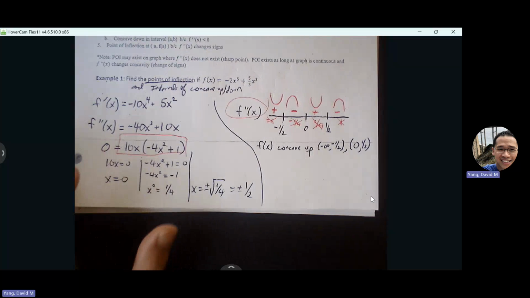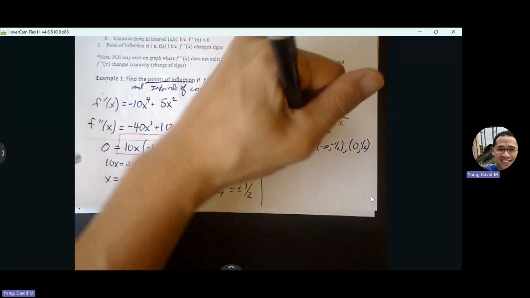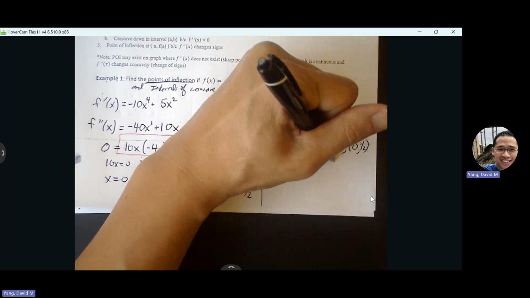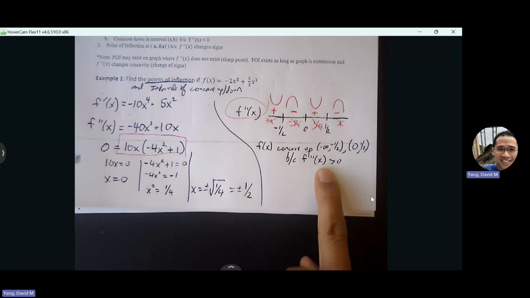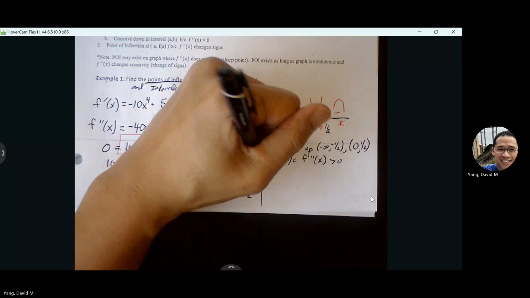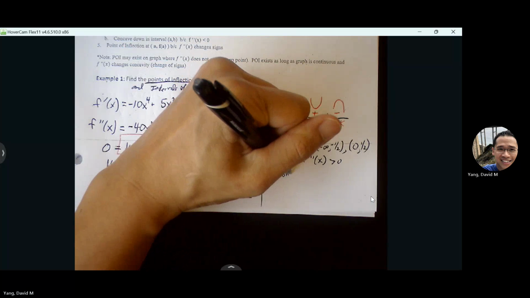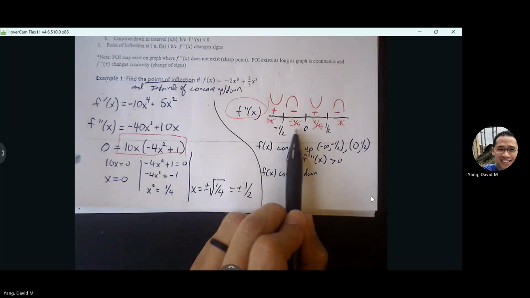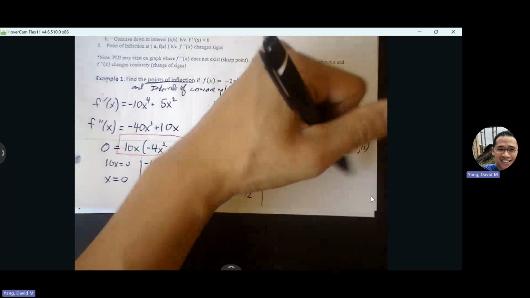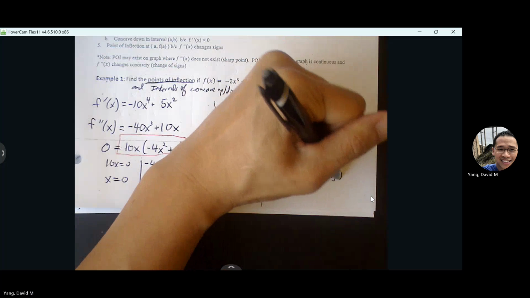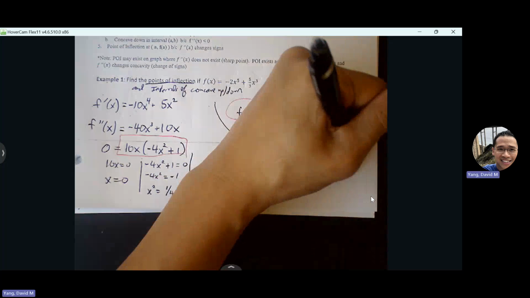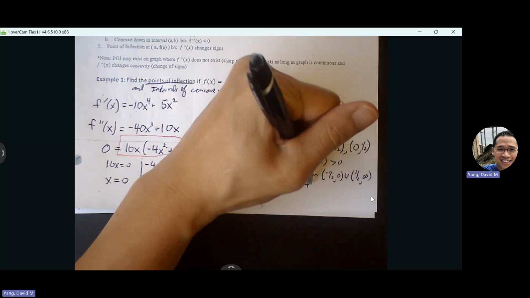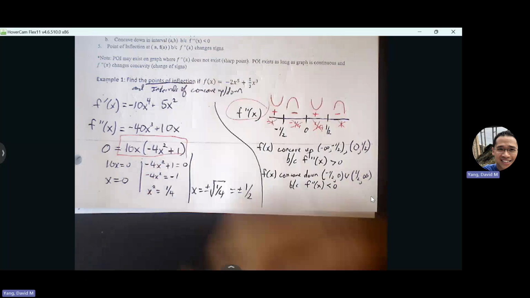Okay, we have because statements that we need to include. So we're going to say because f double prime, we're at the second derivative level now, f double prime is greater than 0. That's indicating concave up. Concave down in these two intervals, -1/2 to 0, and then from 1/2 to infinity. The reasoning is because what? f double prime less than 0.